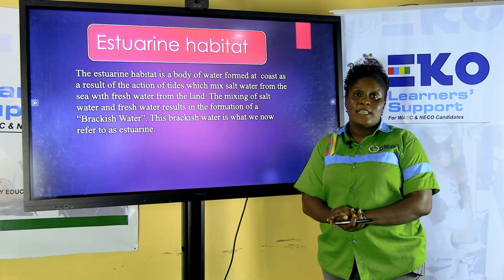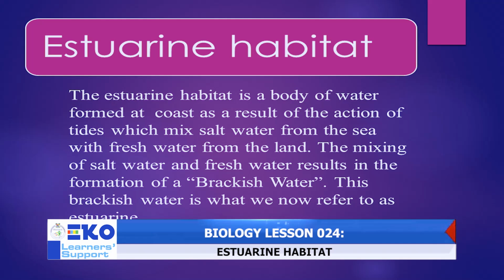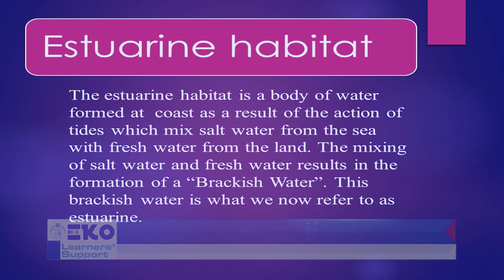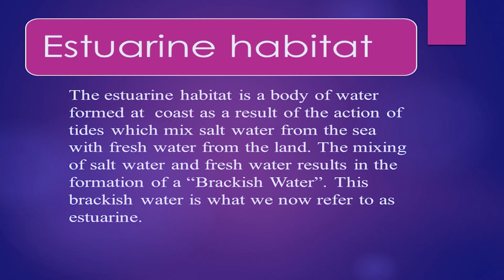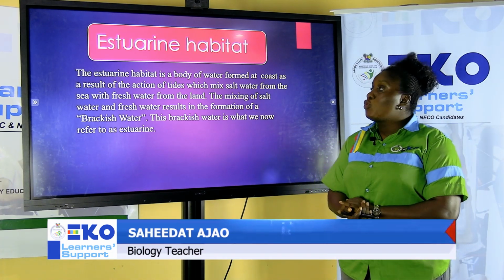Estuarine habitat is a body of water formed at the coast as the result of the action of tides, which mix salt water from the sea with fresh water from the land. The mixing of salt and fresh water results in the formation of what we call brackish water. This brackish water is what we now refer to as estuarine.